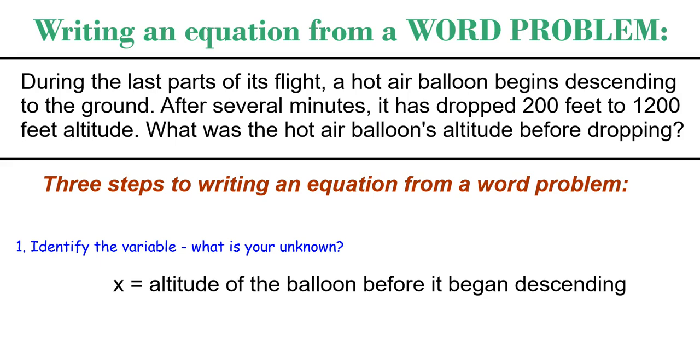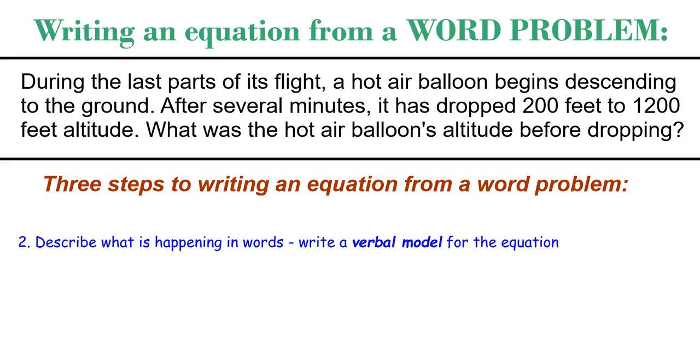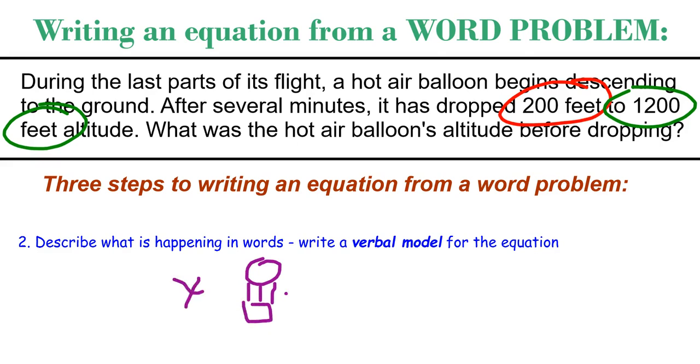The second part of the problem, and the second thing that we need to do when we're writing an equation from a word problem, is try to think about it in terms of words. This is something that we call a verbal model for the equation. We're going to think to ourselves, what's actually happening here as the hot air balloon is starting at a certain altitude, dropping down by 200 feet, and then eventually ending up at an altitude of 1,200 feet. And so if we were going to draw this in terms of a picture, we would have a very shoddily drawn hot air balloon here that starts out at some unknown altitude. It cruises for a while. It drops by 200 feet.